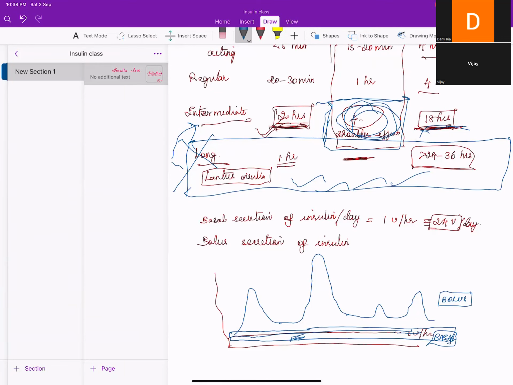Come to a more practical example. At night time, usually we give N insulin, right? If you are giving it at night, the last dose will be taken at 10 p.m. From 10 to 12, there will be no action of insulin at all. At 12 o'clock, it starts acting. Peak action occurs at 2 o'clock. 12 o'clock to 2 o'clock is the time when they are prone to hypoglycemia.